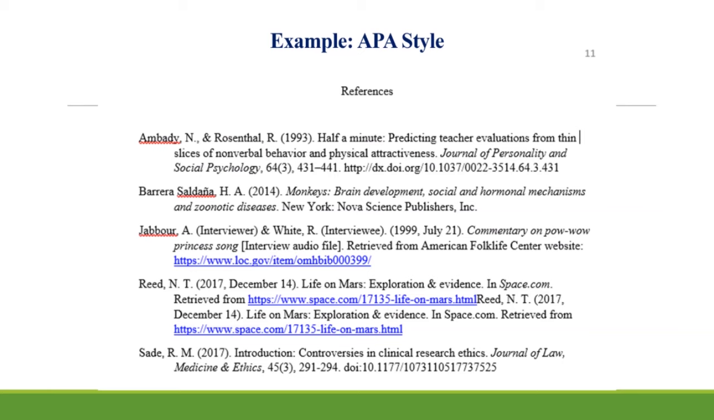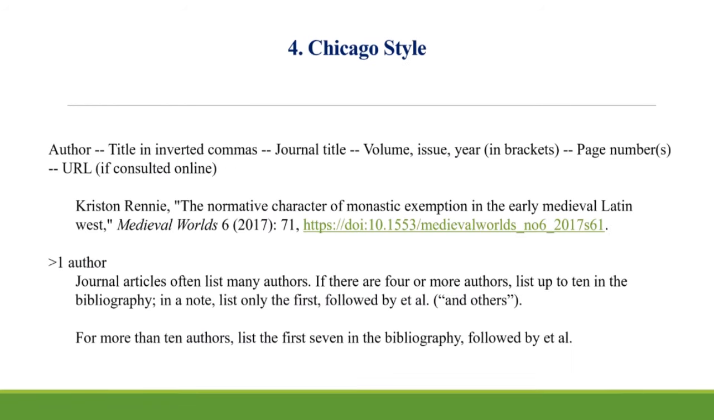You can take a look at that. As you notice, the journal is always in italics. You can see Journal of Law, Medicine, and Ethics, right? So this is the audio file. This is the hyperlink, where it's retrieved from, right? Where it's published, what year it was published, who are the authors, right?